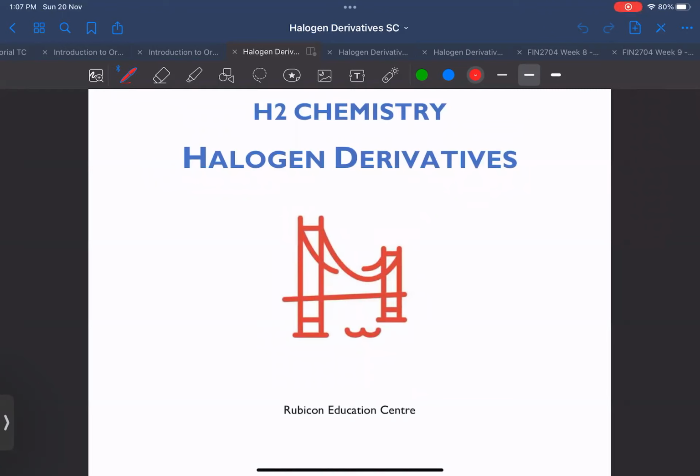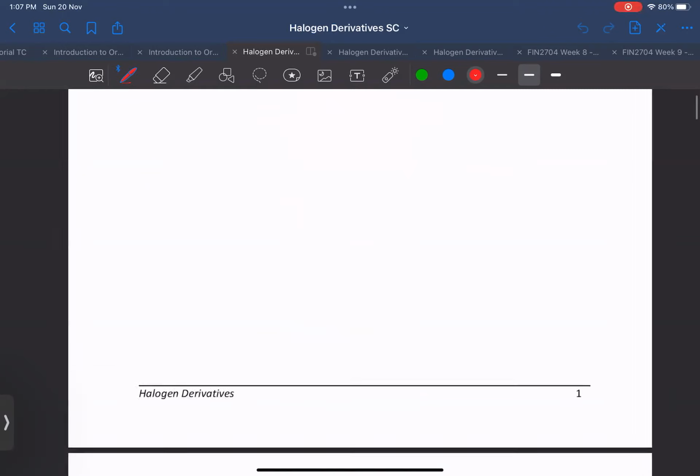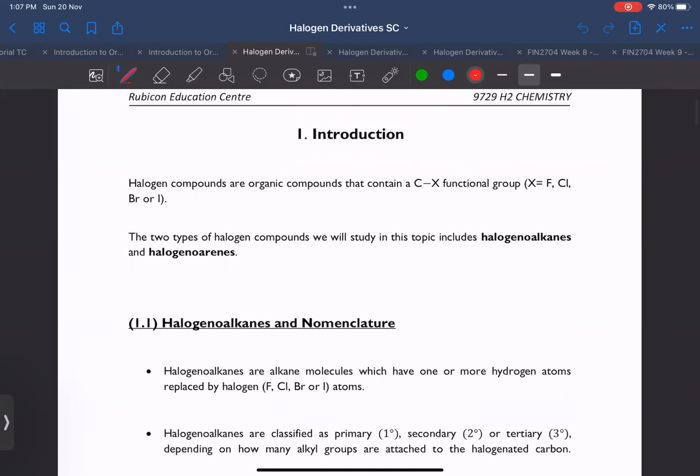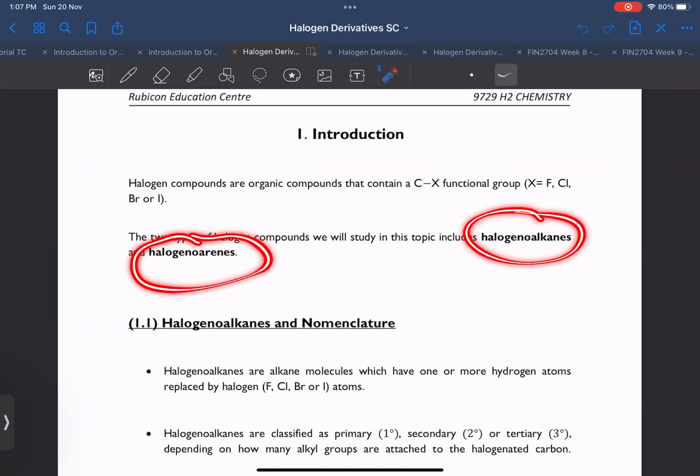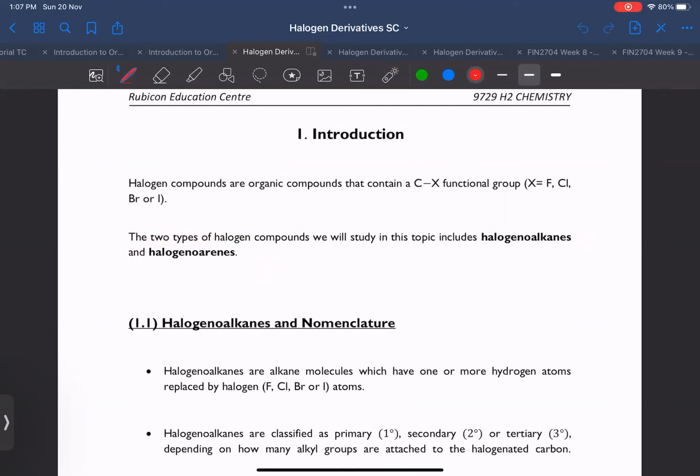So, halogen derivatives. We're going to start on this new topic today. As you can kind of envision already, we are looking at halogen organic compounds. There are two types of halogen organic compounds we're going to look at, these two. And generally, we're just going to be focusing on halogenoalkanes for the first part of today.